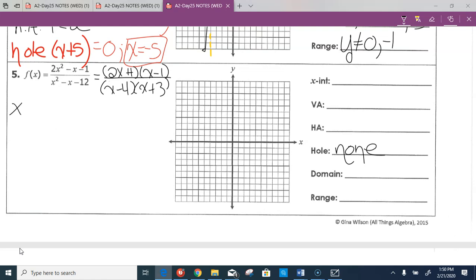X-intercept. The x-intercept is anywhere your factors in the numerator equal 0. Well, I have two factors. I have 2x plus 1 equaling 0, and then I have x minus 1 equaling 0. Well, that means I'm going to have to do both of these separately. So what number minus 1 equals 0? Well, x would have to be a positive 1, so that one's easy.